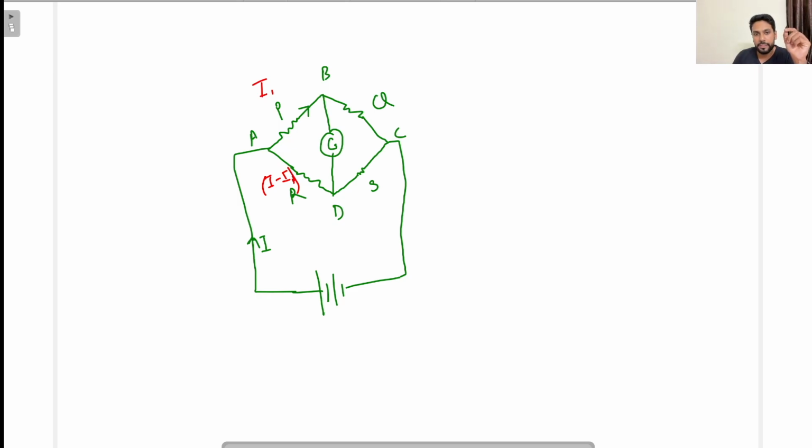Then from point B, there are going to be more tributaries. That means from B I expect IG to go down. So between B and C, it's going to be I1 minus IG that is flowing. From B, the current reduces. And at point D, IG is getting added. So between D and C, I minus I1 plus IG. The IG that came from point B got added at point D, and finally through C both of them get added and current I comes out again.